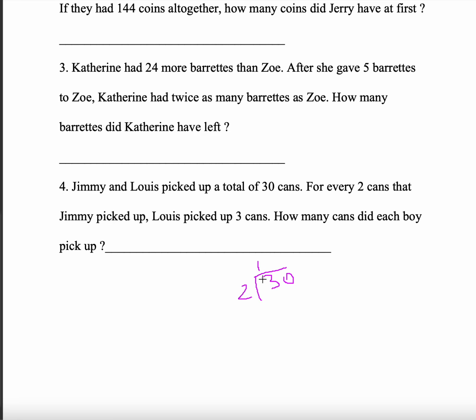So this is 1. We know 1 goes into 3 2 times. This is also 1. And this, we bring down the 0. So we know 2 times 5 is 10. So we know that Jimmy picked up a total of 15 cans.